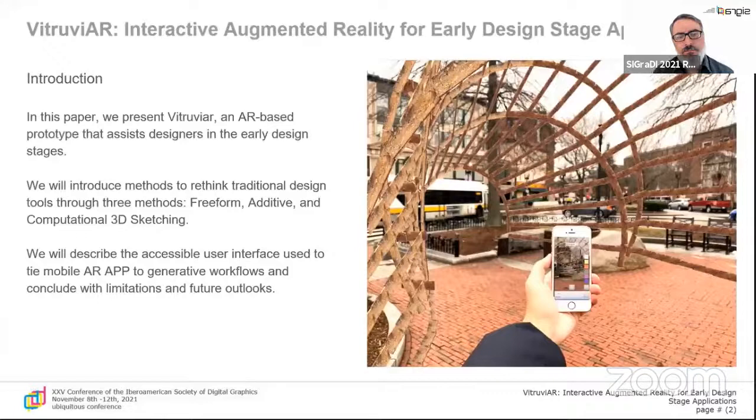stages. By focusing primarily on the ideation process, we will introduce a method to rethink traditional design tools through three methods: freeform, additive, and computational 3D sketching. By explaining this framework, we will describe the accessible user interface used to tie the mobile AR app to the generative workflow and conclude with limitations and future outlooks.